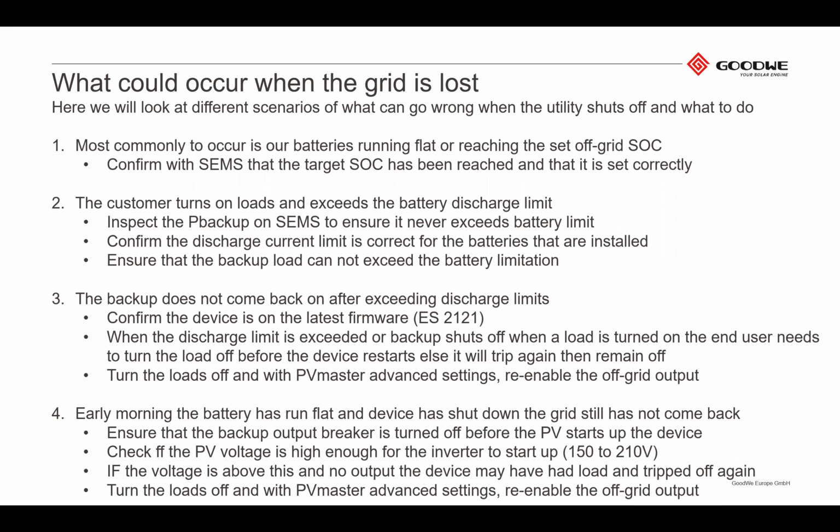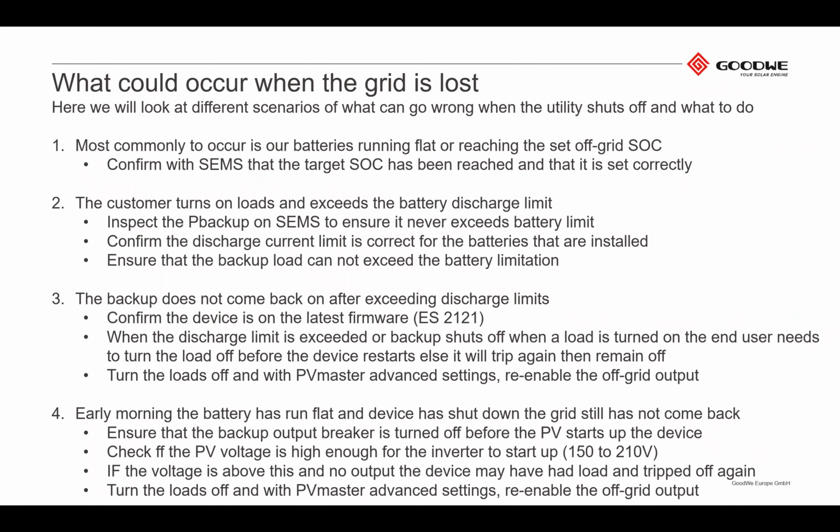Then the second thing to happen is the customer turns on loads, especially because it's been a few months now. The customer has no issues. It's becoming winter or colder. They plug a heater or something else into a backup plug. And now that load exceeds our rated battery discharge current or the inverter limit.